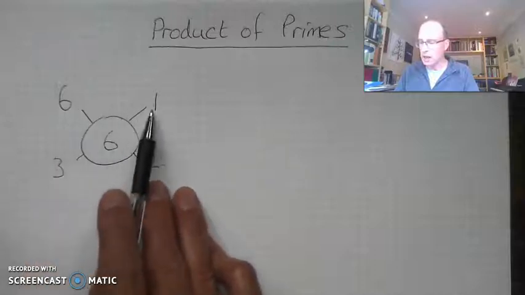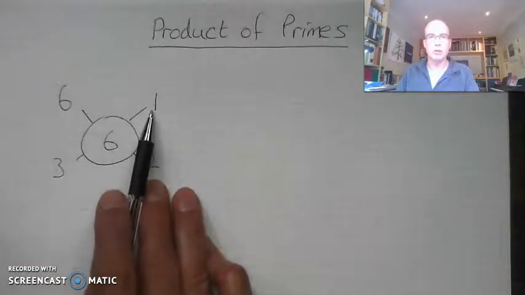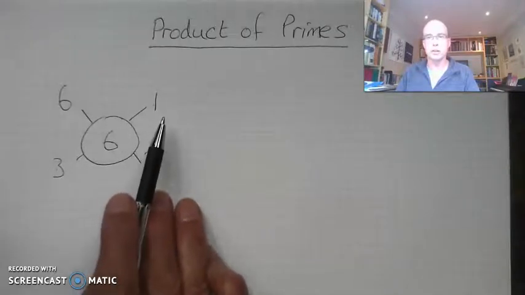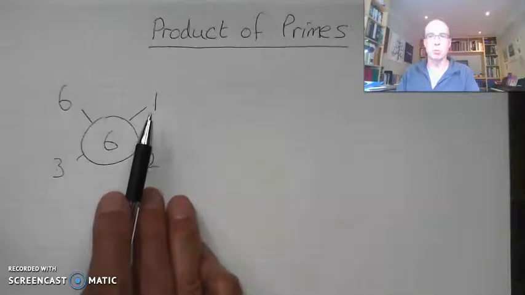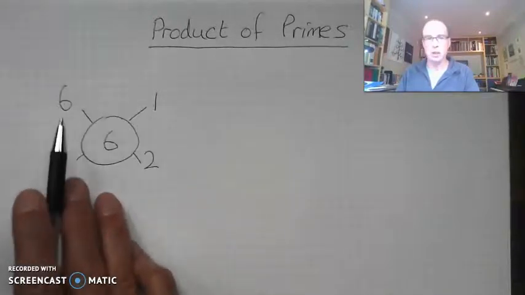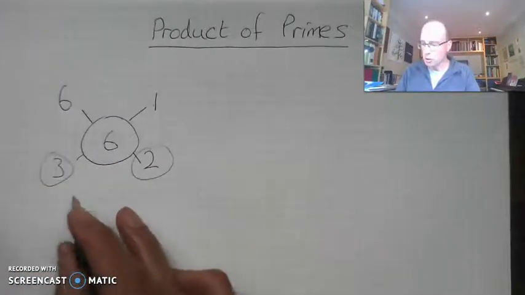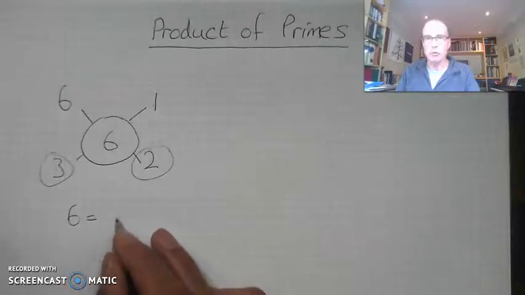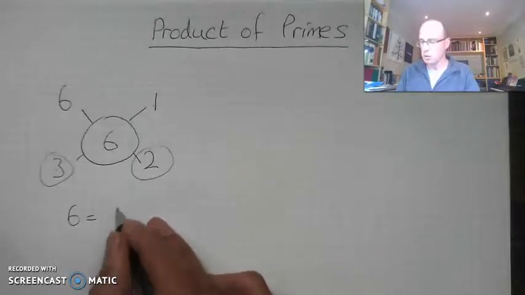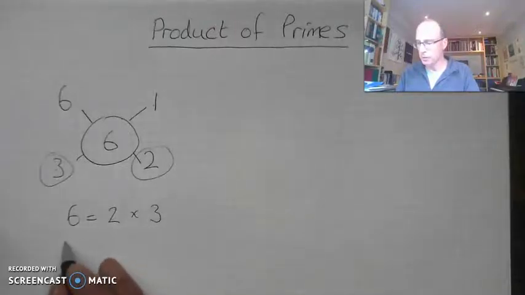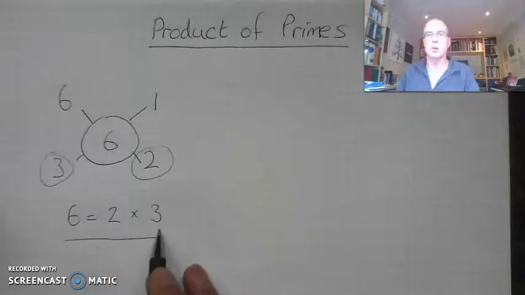Now 6 and 1, neither of those are prime. Remember, 1 is not a prime number. It has to be divisible by two numbers, 1 and itself. 1's only divisible by one number, 1. So 1's not prime, 6 is not prime, but 3 is, and so is 2. So I could write 6 as the product of, what I mean by product is times, 2 times 3, so I've got the product, the multiplication of two prime numbers, 2 and 3. So 6 is equal to 2 times 3, and I've written 6 as the product of two prime numbers.